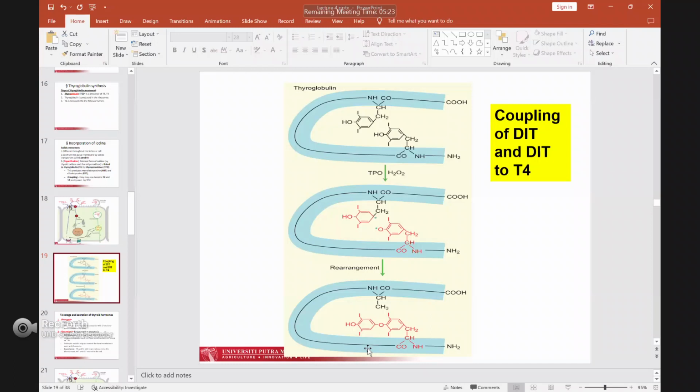So this is the whole scheme of how our T4 is produced. For example, if we have MIT and DIT in the first place, the final product will be T3. So depending on how many iodines are attached to the tyrosine, we can produce either T3 or T4 thyroid hormone.